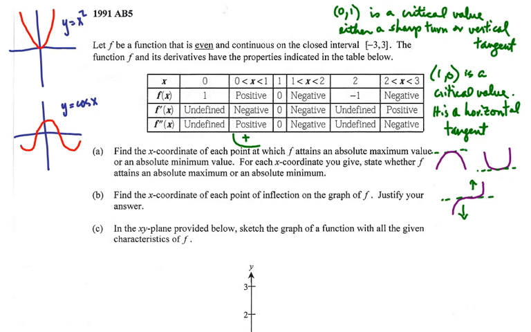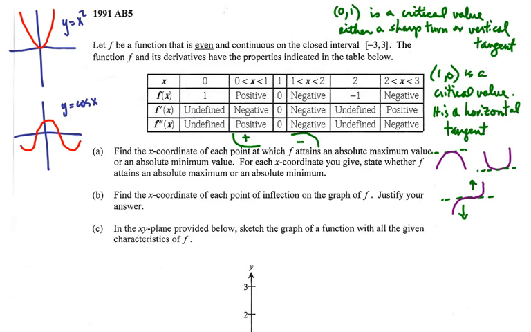All right, we'll pick up where we left off then. On the interval from 1 to 2, the function is negative. The first derivative is negative, which tells me that I'm decreasing again, and the second derivative is negative, which tells me that I'm concave down. So I'm going to use a little notation here. The function is decreasing and concave down, and it's negative.